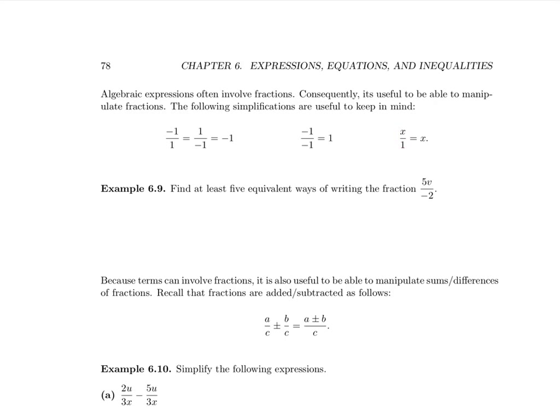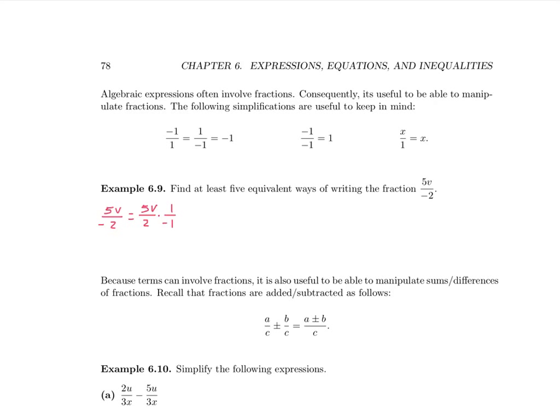So let's practice using this particular fact and this particular fact in the example below. In example 6.9, we're going to find at least 5 equivalent ways of writing this fraction. So if we take 5v over negative 2, I'm going to extract the negative sign. So I'm going to rewrite this first of all as 5v over 2 times the fraction 1 over negative 1.